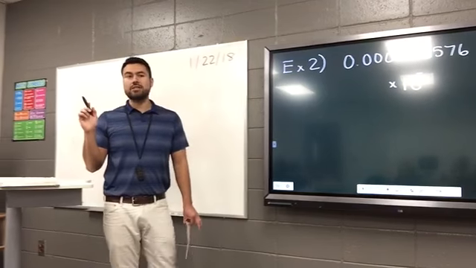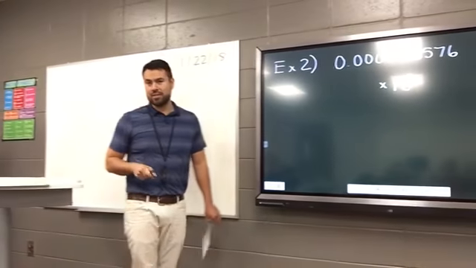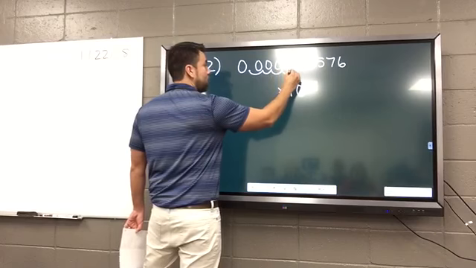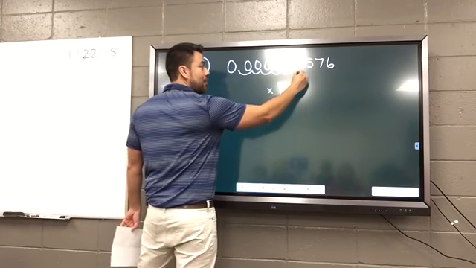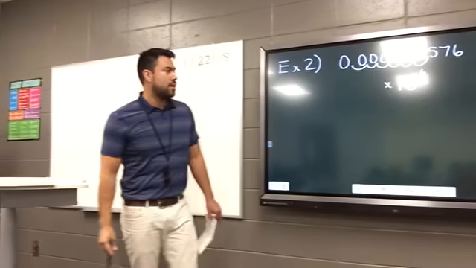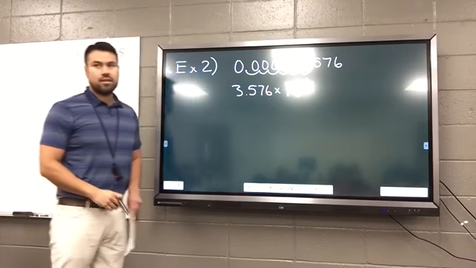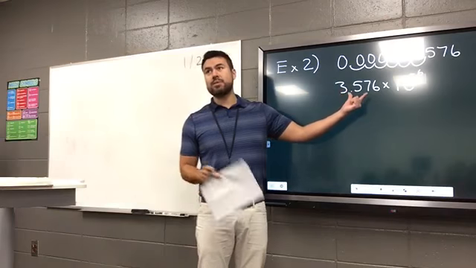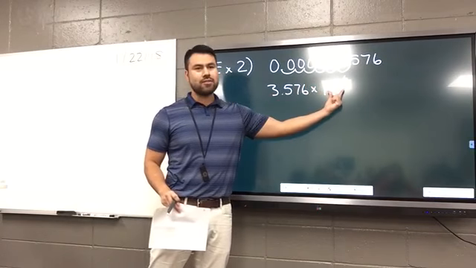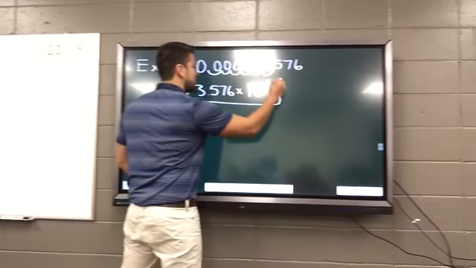How many times do I move that decimal place to make this number go in between 1 and 10? There's only one place I can do that. Mackenzie? 5. Okay, let's see. 1, 2, 3, 4, 5. I'm going to go one more, 6. That's that negative 6 power. 3.576. So is 3.576 in between 1 and 10? Yes. Is this a multiplication problem? Yes. Is this a power of 10? Yes. 10 to the negative 6, which is a small number. And yes, this is a small value.